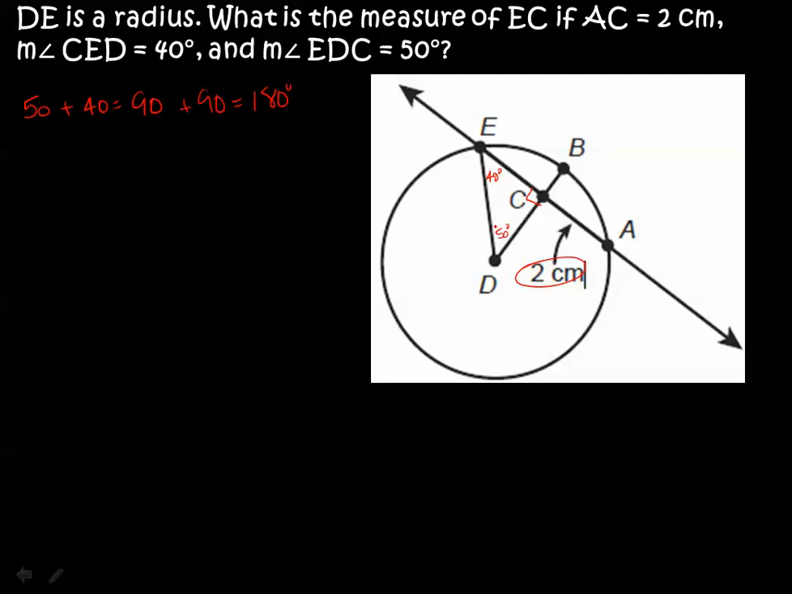Now then, what we learned with the radius chord theorem is that if a radius is perpendicular to a chord, then it bisects the chord. So that means EC is congruent to AC. Therefore, EC will also equal 2 centimeters.